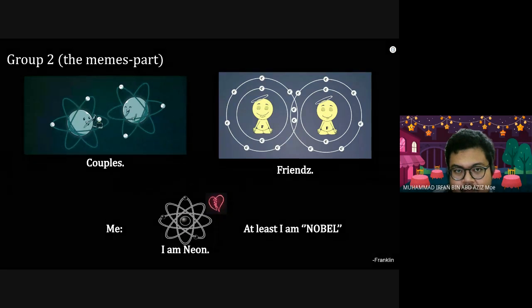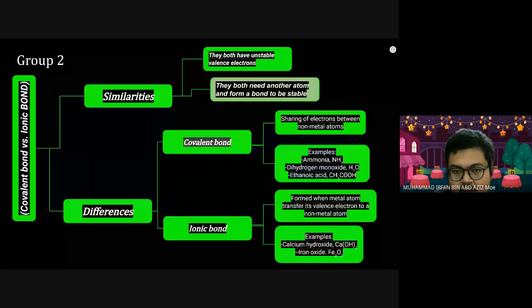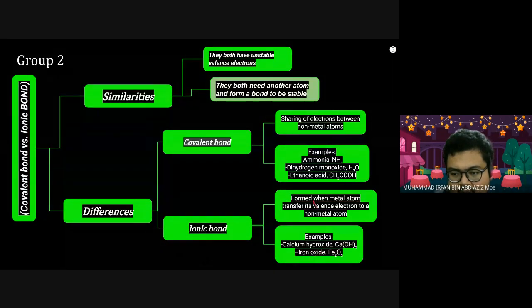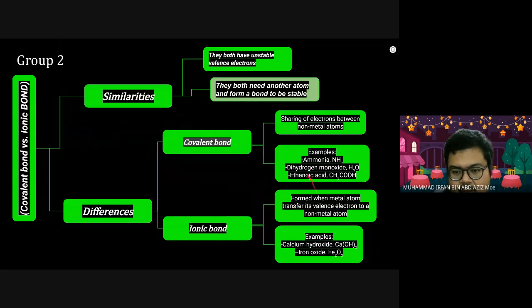So if we go to the first one, it means that... covalent is what? Sharing of electrons between non-metal atoms. And then ionic bond, a metal atom transfers its valence electron to a non-metal. Okay, so covalent is between non-metals, and ionic is between metal and non-metal.